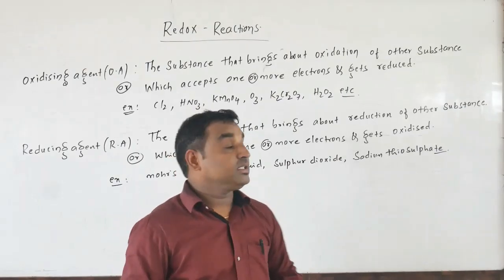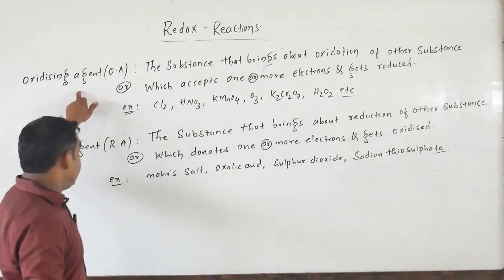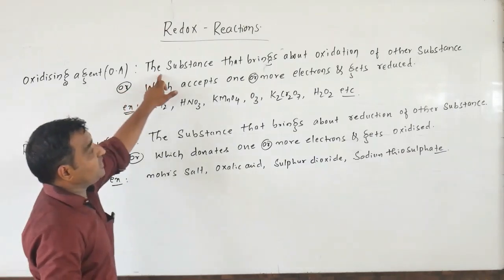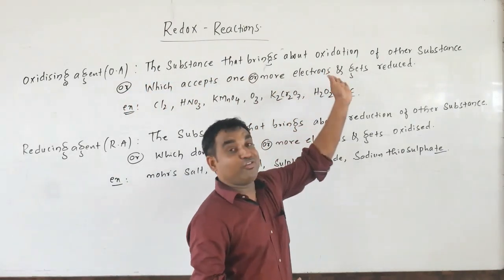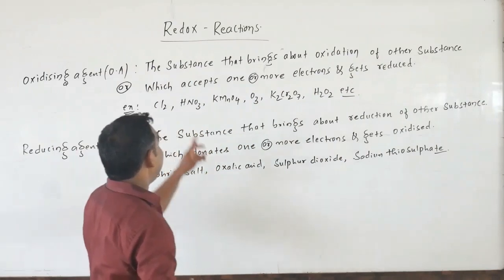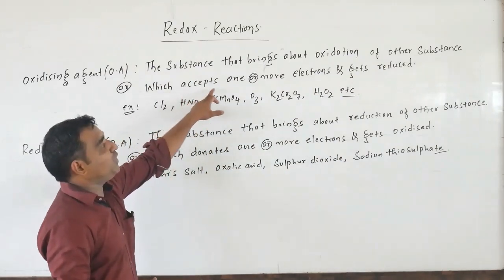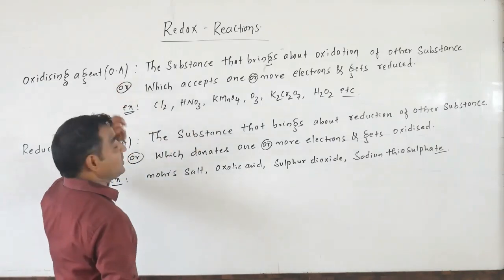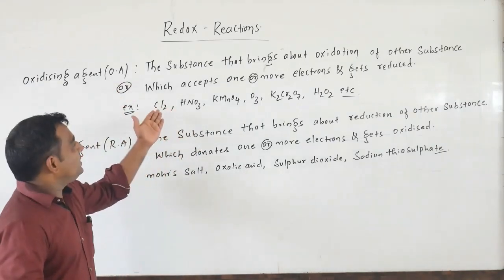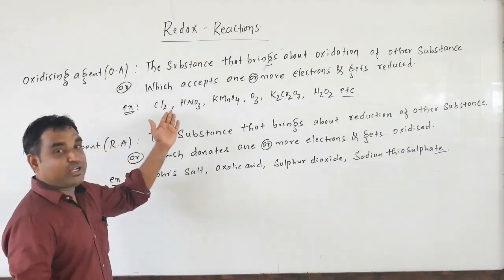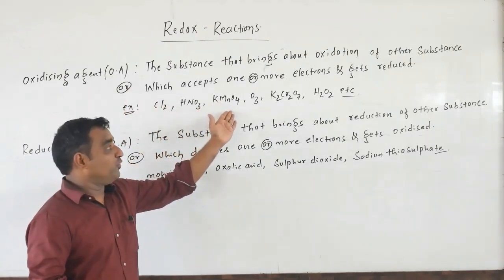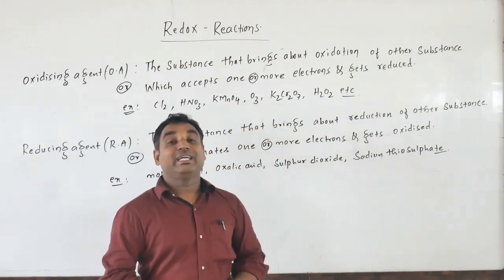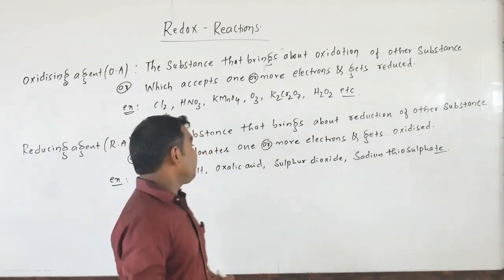Now we will discuss the oxidizing agent and reducing agent. Very important. An oxidizing agent is the substance that brings about oxidation of another substance, or you can say the substance which accepts one or more electrons and gets reduced itself. That is called the oxidizing agent. Some examples of oxidizing agents are chlorine, HNO3, KMnO4, O3, K2Cr2O7, H2O2, etc.